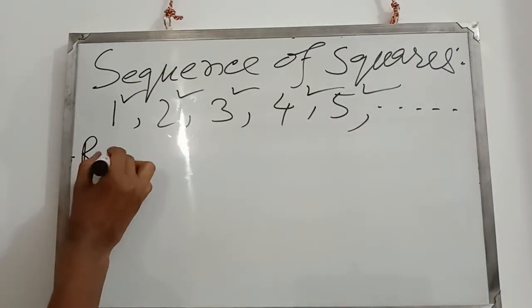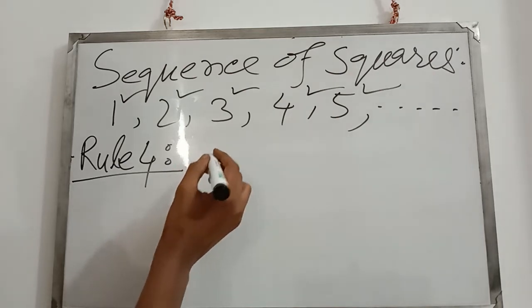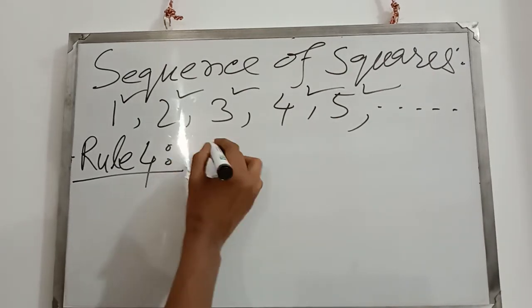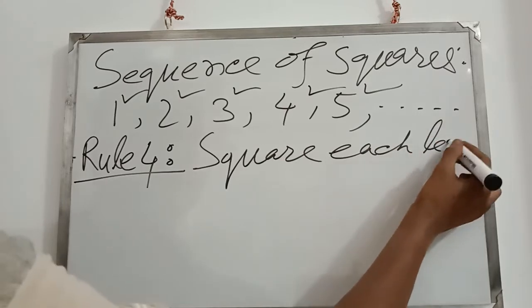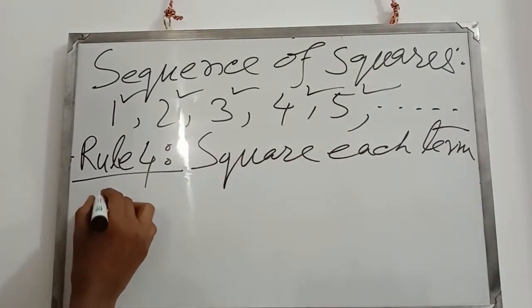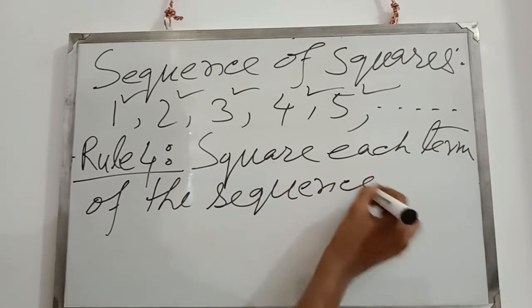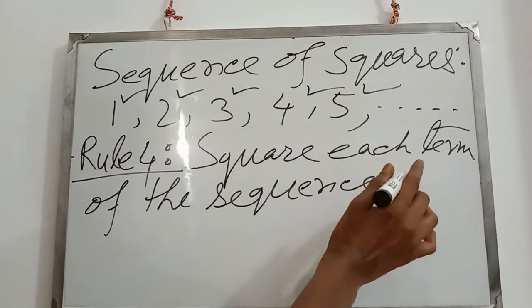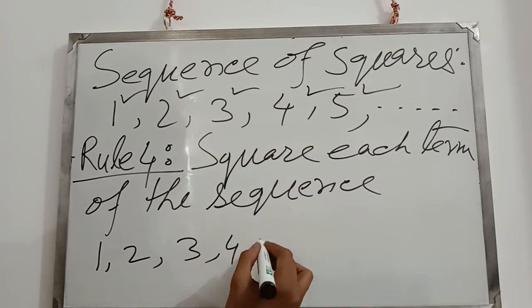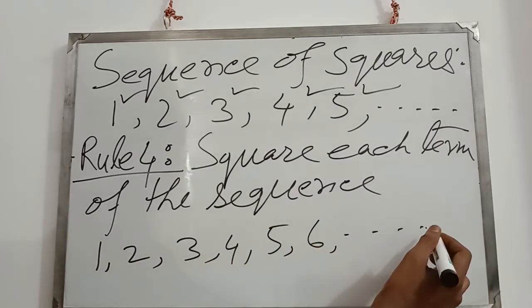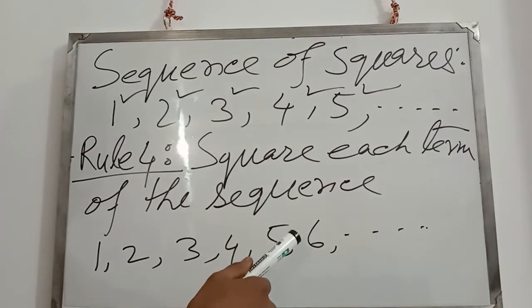Rule 4. Square each term of the sequence 1, 2, 3, 4, 5, 6 and so on.